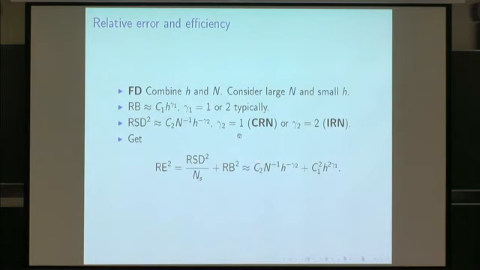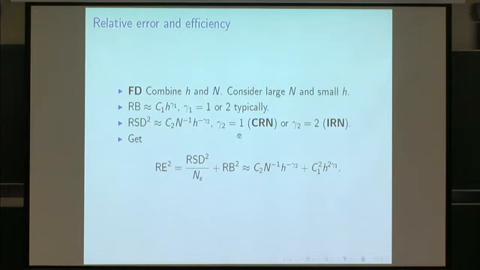Now you can do what Peter Glynn and Asmussen do in their textbook on Monte Carlo simulations. The idea is to minimize this over h. I am missing a 1 over ns here, so there is a typo. There should be a 1 over number of samples. N is system size, ns is number of samples.